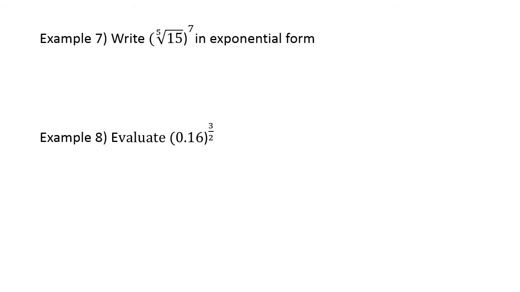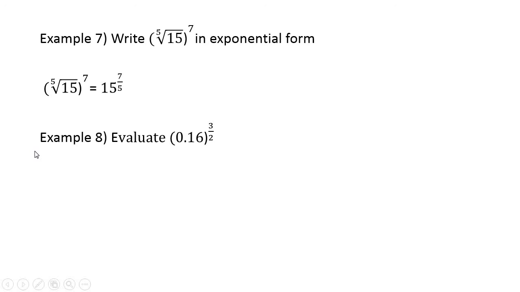Example 7. Write the 5th root of 15 to the 7 in exponential form. Well, doesn't this look so complicated? Well, it's not, because all they're asking for is you to rewrite it in exponential form. So where does our index go? Where does our 7 go? Our index goes to the bottom of the fraction for the exponent. The 7 goes to the numerator for the fraction of the exponent. And you're finished now. You've written this in exponential form.